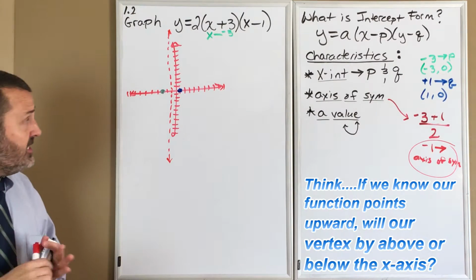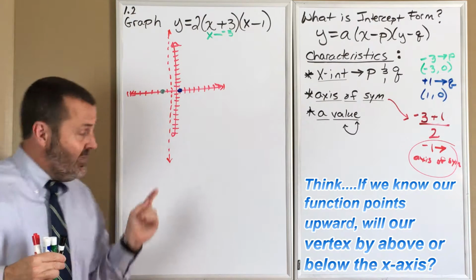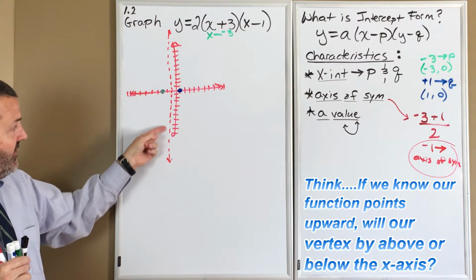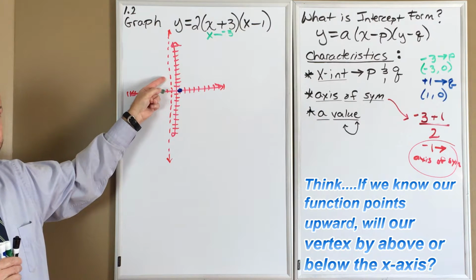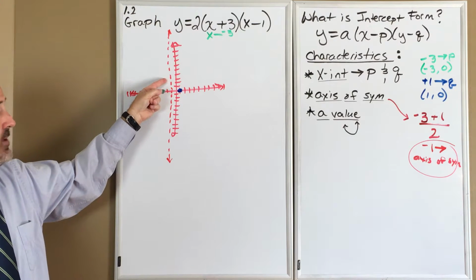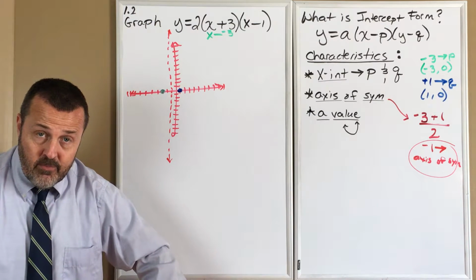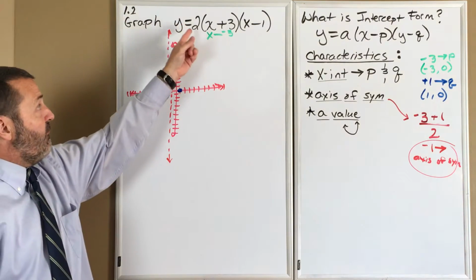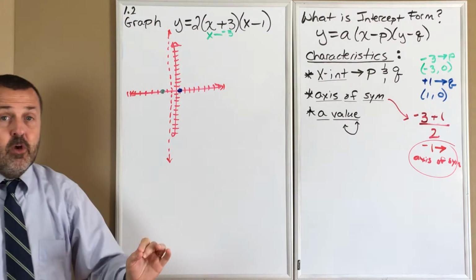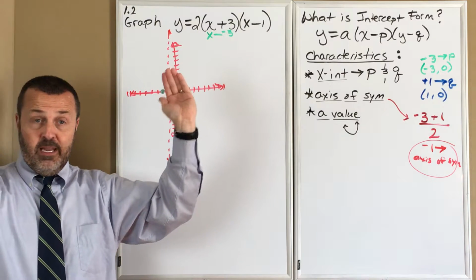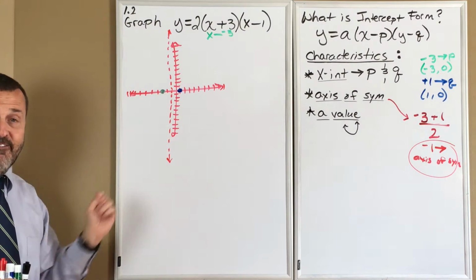The question is where is my vertex on that axis of symmetry? Is it way down here? Is it here? Is it here? Is it here? Could it be up here? No, it could not be up here, because if it were up here, that would create a downward parabola, and we know from our format, positive 2 is greater than 0, so it's got to be upward pointing. So it's going to be a negative y value.